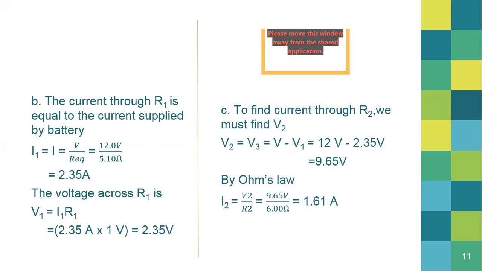C is to find the current through R2. We must find V2. We know that V2 is equal to V3 is equal to V minus V1 is equal to 12 minus 2.35. The value of V is 12, the battery voltage, and V1 is 2.35, so that is 9.65 volt. By Ohm's law, I2 is equal to V2 upon R2. V2 is 9.65 and R2 is 6. So the current passing through R2 is 1.61 ampere.